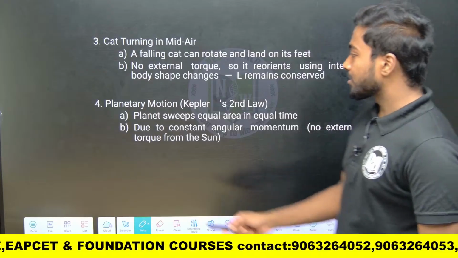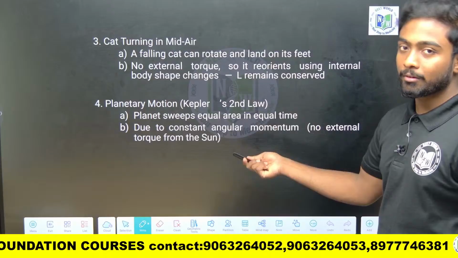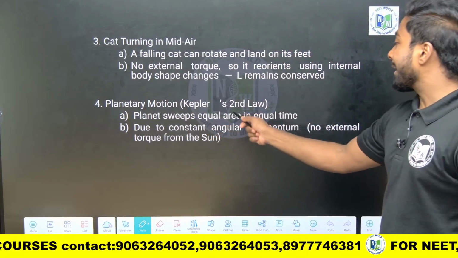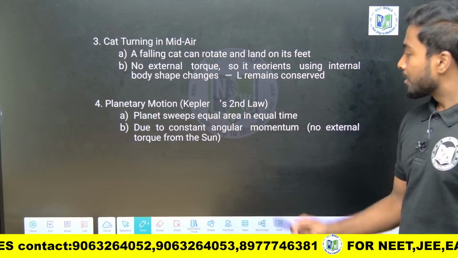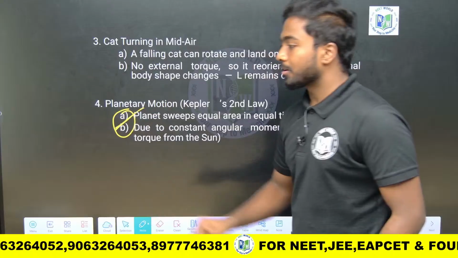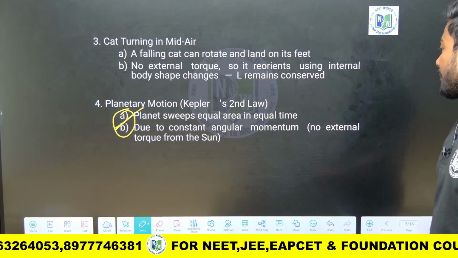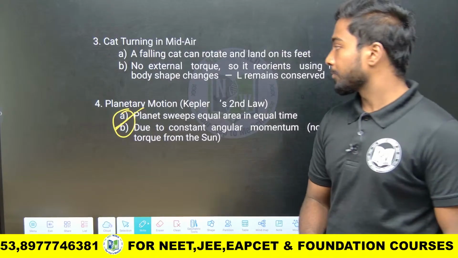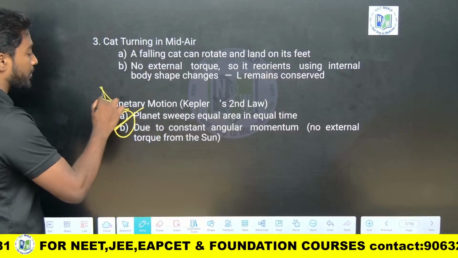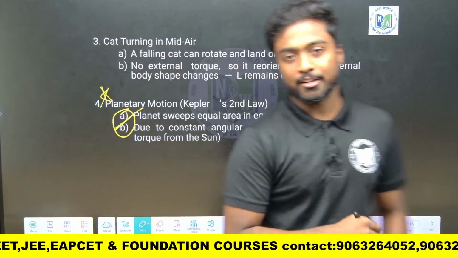Next thing is planetary motion, that is Kepler's second law. We will study about that in the upcoming classes. A planet sweeps equal area in equal time. This one especially we will see in gravitation in the next lesson. Due to constant angular momentum, there is no external torque from the sun. Mark this, guys, we will especially see Kepler's second law in the upcoming classes of the 100 days challenge.